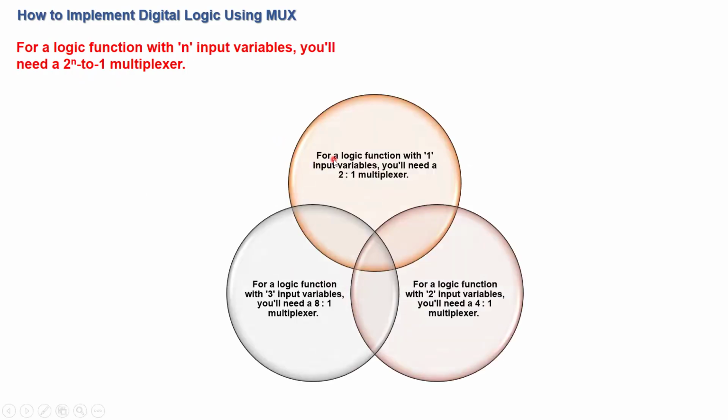It means for a logic function with one input variable, where n equals 1, you will need a 2 is to 1 multiplexer. For a logic function with two input variables, you will need a 4 is to 1 multiplexer. And for a logic function with three input variables, you will need an 8 is to 1 multiplexer.